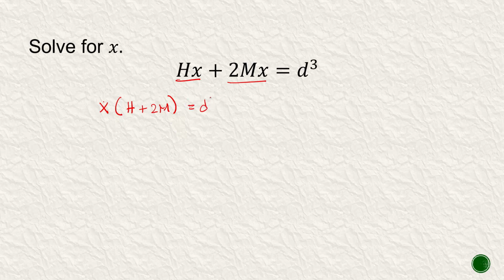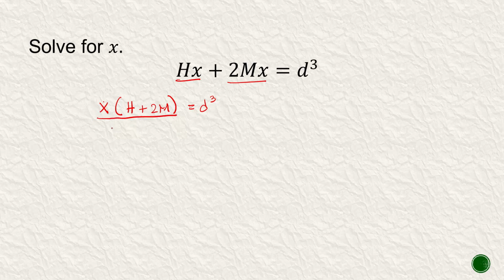Equals d raised to 3. Okay? So that's the first step, and we are now going to do the second step and the last one. We're solving for x. It's almost isolated now, right? So this is x times h plus 2m. We want to remove that h plus 2m.